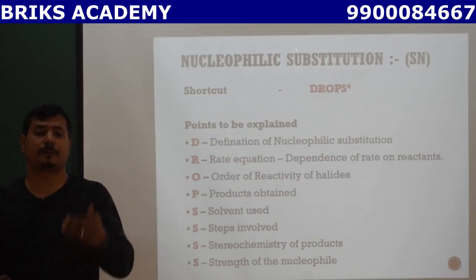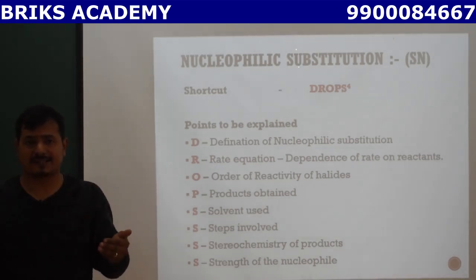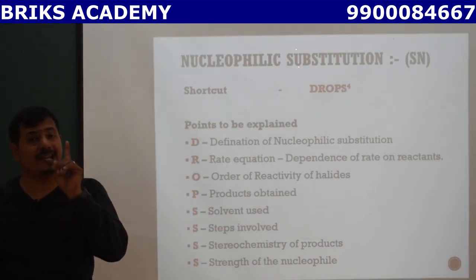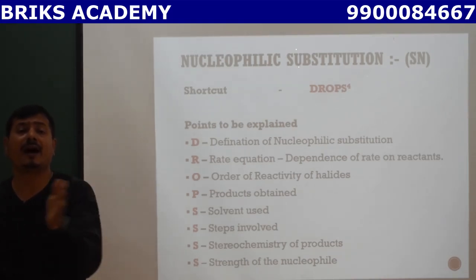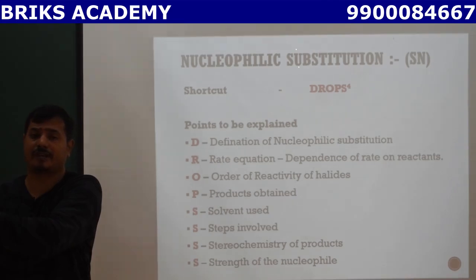SN1 is a two-step process. First step, formation of a carbocation. Second step, attack of the nucleophile. SN2 is a single step process, without a carbocation formation, via a transition state formation.